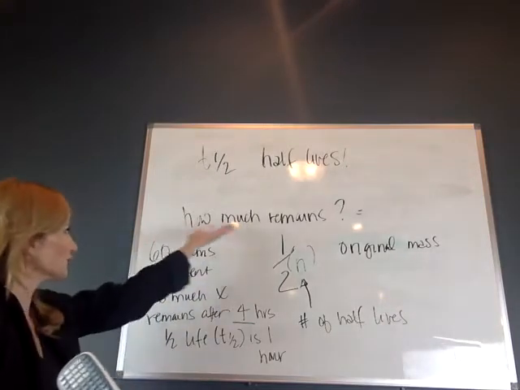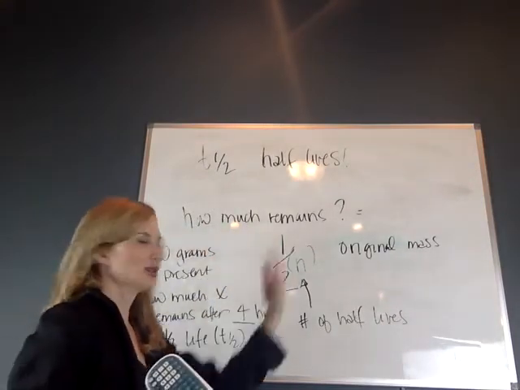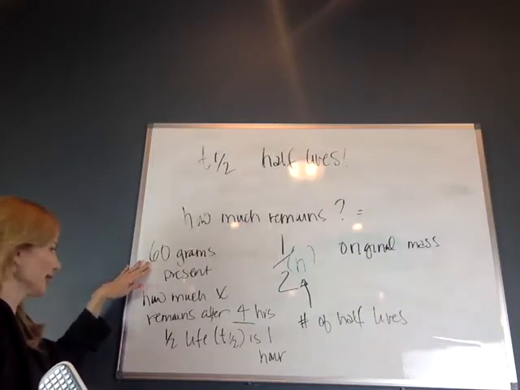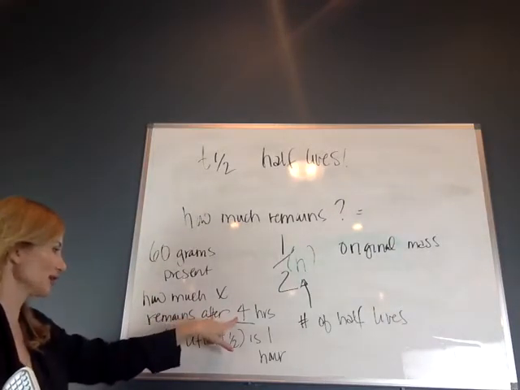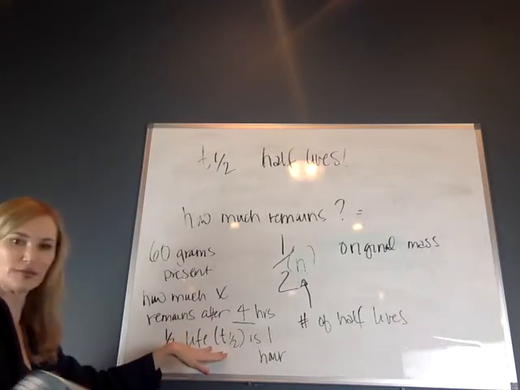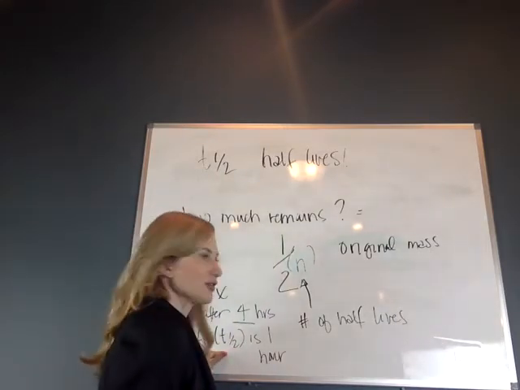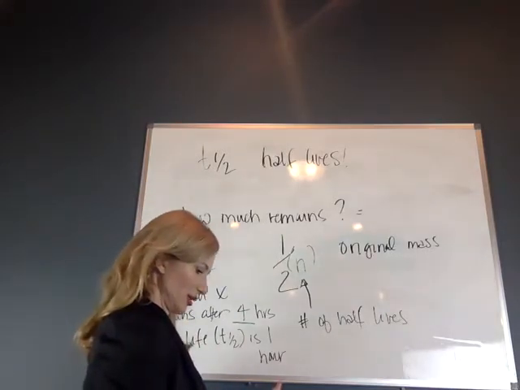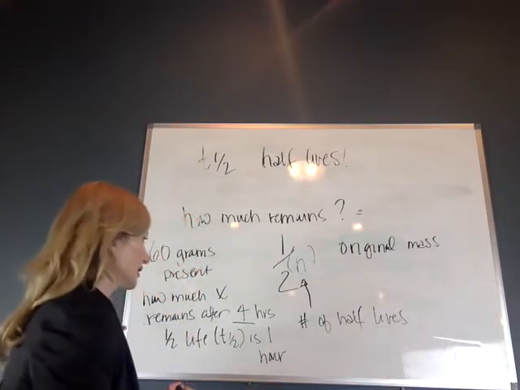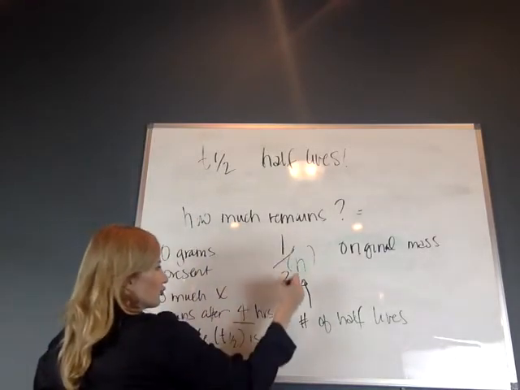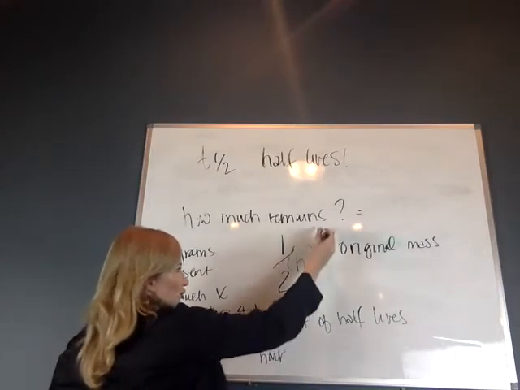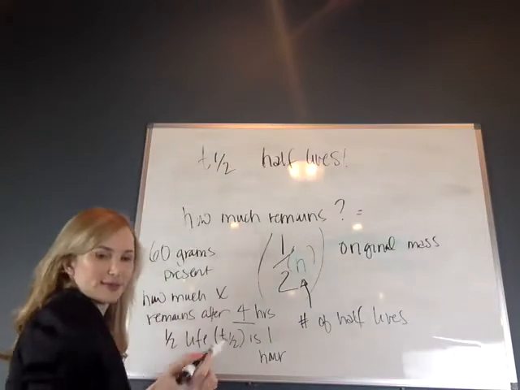So how much remains? That's a common question. If you have 60 grams present, I'll give you a hypothetical, and they want to know how much remains after so many hours, and they have to tell you the half-life because, again, it's very drug-specific or element-specific if you're talking about a radioactive element. Then here's the equation. 1 over 2 to the n, where n is the number of half-lives that you will have, times the original mass. So this whole thing times the original mass.